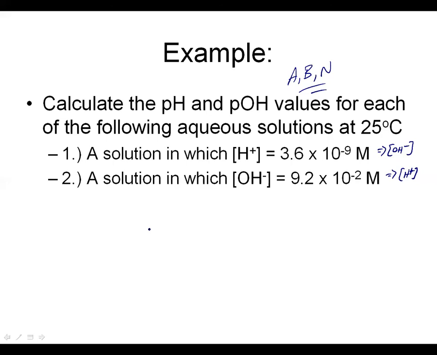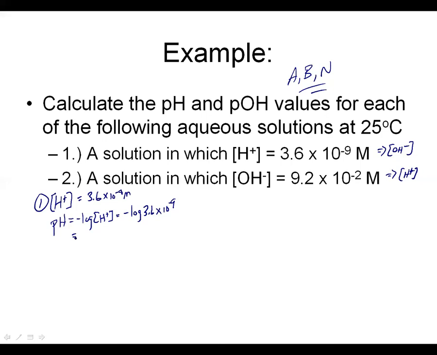Okay, so let's take a look at these. We pretty much want to calculate everything other than what was given to us, and also obviously figure out whether or not it's acidic, basic, or neutral. Let's take a look at the first one here. Our first one, we're given the H plus concentration, which is 3.6 times 10 to the minus 9. And because we're given the H plus concentration right off the bat, we can calculate the pH, which is minus the log of the H plus. So that might make sense to do. So we'll do minus the log of 3.6 times 10 to the minus 9.